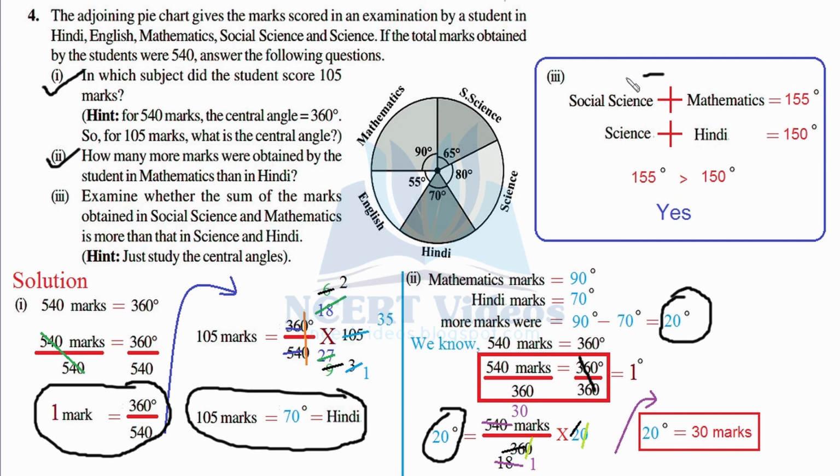Clearly, you can see the first set of subjects has a greater degree measure, therefore the sector angle will be greater. Therefore 155 degrees is greater as compared to 150 degrees. Therefore we can say yes, because it was asking true or false, and we found it by just studying the central angle. Well, that was an easy one. That completes the third. With this, our fourth question has been solved.